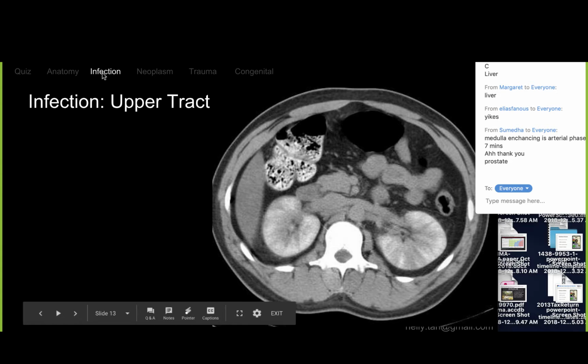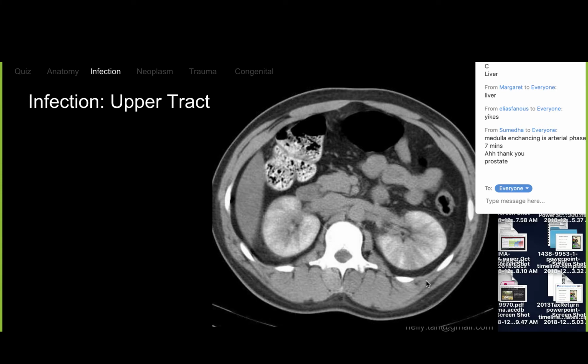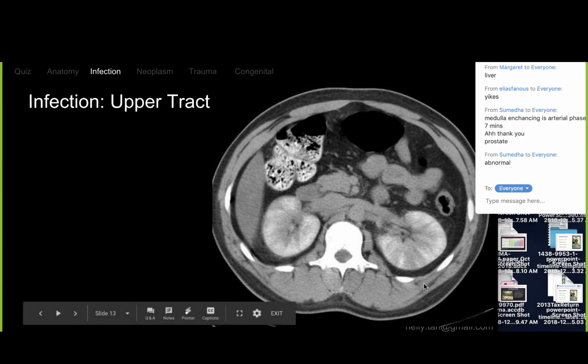We're moving on to infections. So here is a contrast-enhanced ultrasound, and what do you think? Is this normal, abnormal? What's abnormal about it, Samita? You're right.